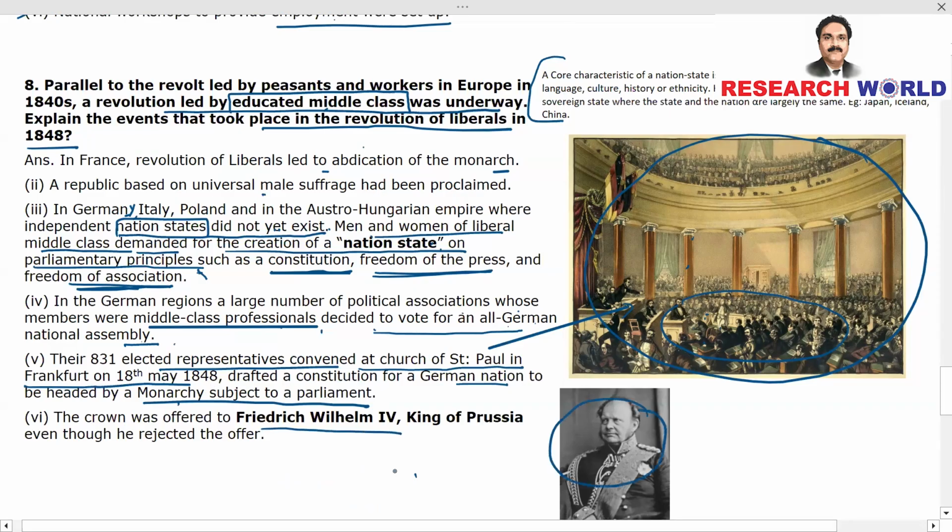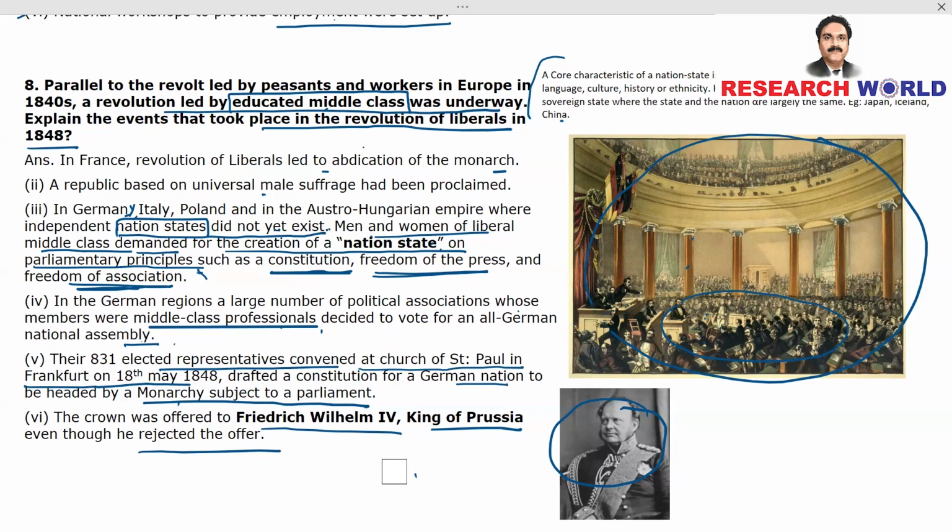There is a portrait of Frederick William IV, King of Prussia. This was offered by the 831 elected representatives in the German parliament, and the crown was offered to Frederick William IV, King of Prussia, even though he rejected the offer. So he was offered to become the monarch of the German state. He was actually the King of Prussia, but then he refused the offer.